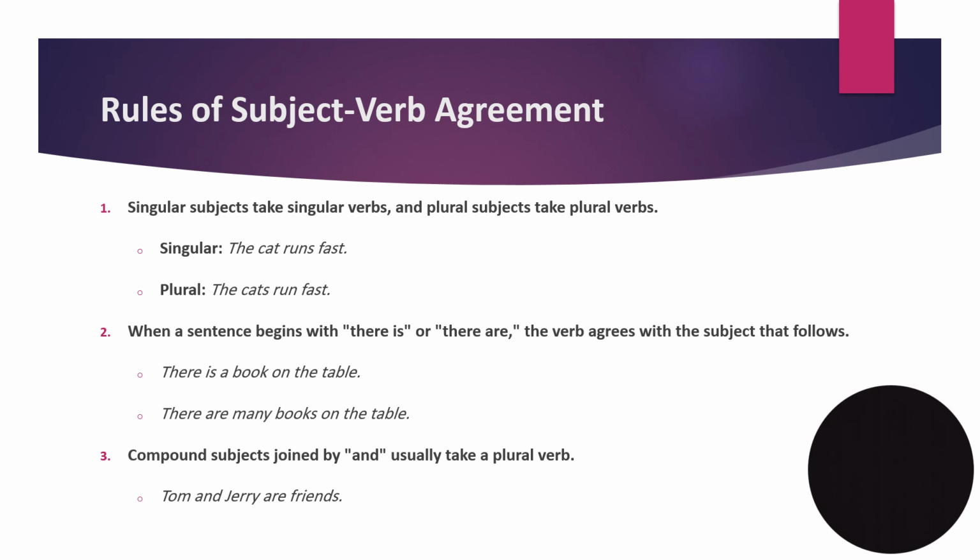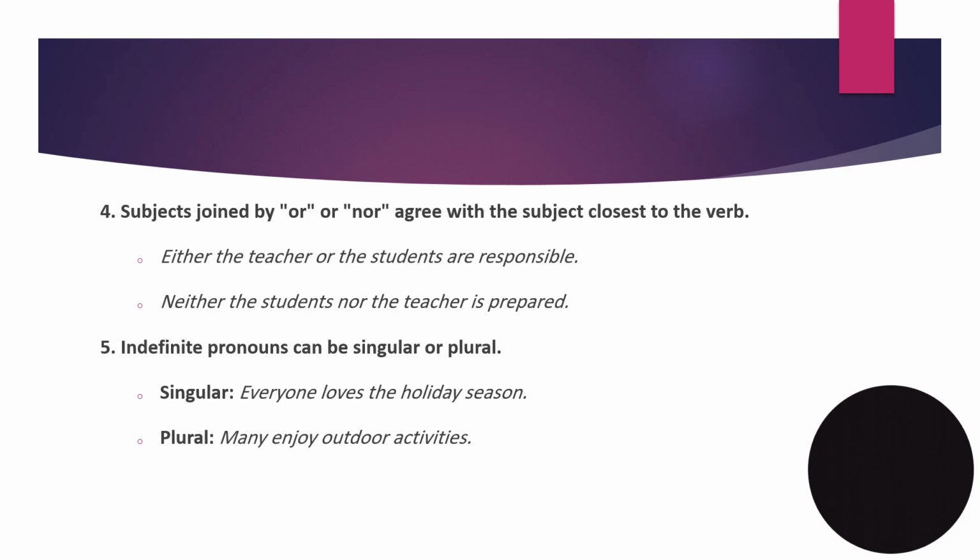3. Compound subjects joined by and usually take a plural verb. Tom and Jerry are friends. Subjects joined by or, nor agree with the subject closest to the verb. Either the teacher or the students are responsible. So you see here, after students we have are because students are plural. Neither the students nor the teacher is. So why did we use is? Because the teacher is singular.